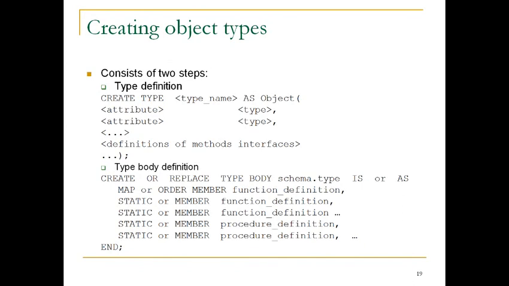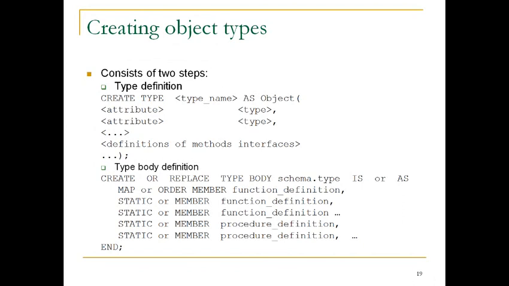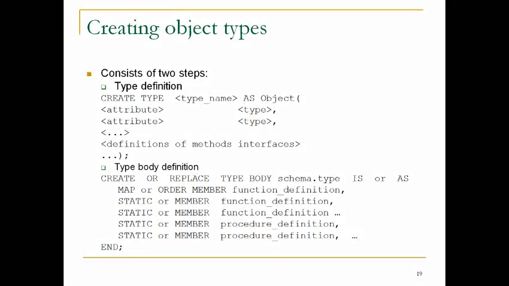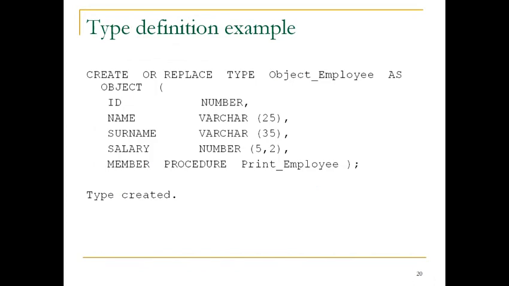Is or as, one of these keywords. Actually, it does not matter which one is used. And then you specify all functions and procedures. As you can see, there are different keywords, different types of methods. I'll explain them one by one. And this definition means that it is the full text of the function with declare, begin, end, and so on. There is an example.